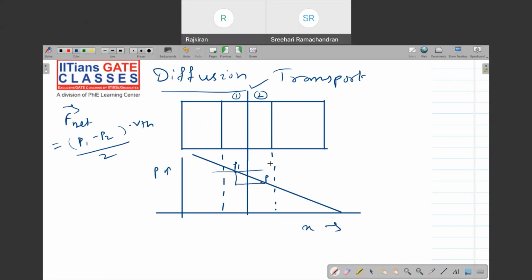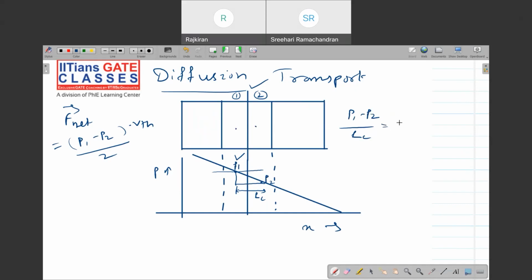What is the slope of this? Suppose the distance is LC, because I'm taking half of the thing. The average concentration in region 1 is P1 and in region 2 is P2. The slope is P1 minus P2 by distance, and since I'm taking midpoint to midpoint, the distance is LC only. So P1 minus P2 by LC is the slope.